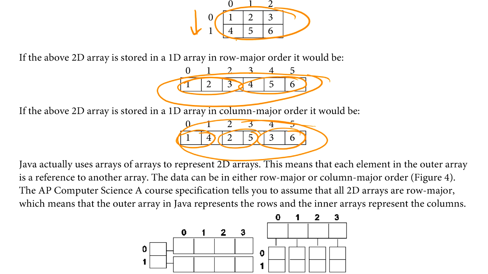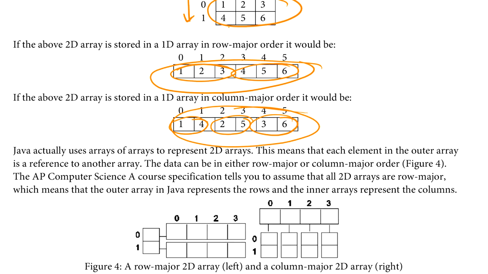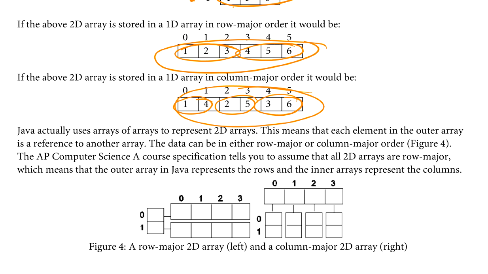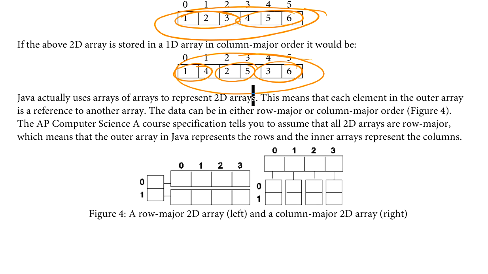Java actually uses arrays of arrays to represent 2D data. We can do it with a one-dimensional array, but I think this feature of Java is a lot more useful. That means each element in the outer array is a reference to another array, and we've seen this with our multiplication problems. The AP Computer Science A course specification tells you to assume that all 2D arrays are row major, which means that the outer array in Java represents the rows and the inner array represents the columns. So a row major 2D array is on the left and a column major 2D array is on the right.